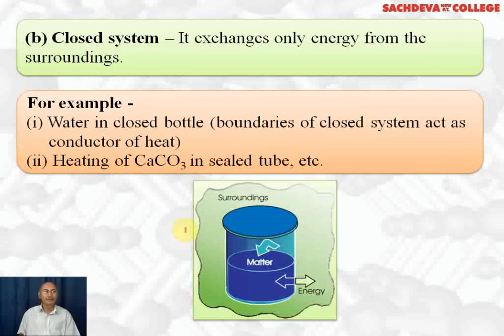Another example of a closed system is tea or coffee placed in a closed kettle. No doubt it will become cold, but its taste will not change. Becoming cold means exchange of energy, and no change in taste means no exchange of matter. So this diagram shows a closed system in which energy is being exchanged but not the matter.